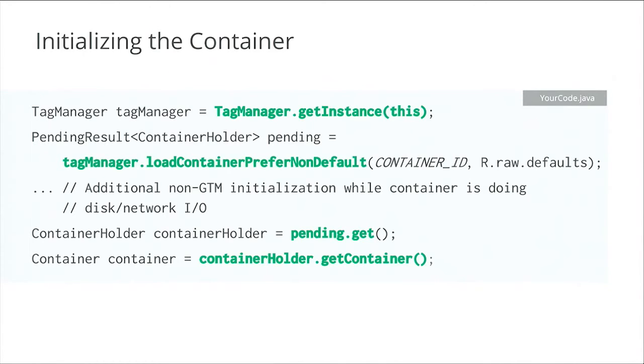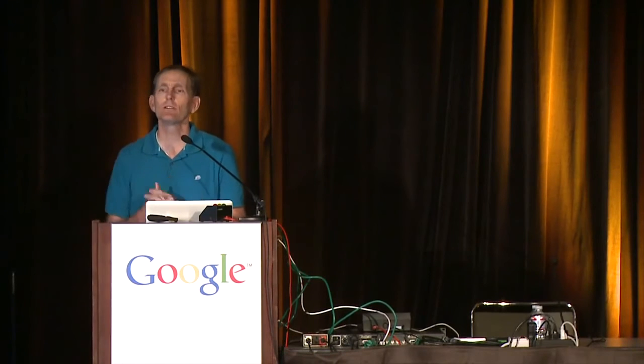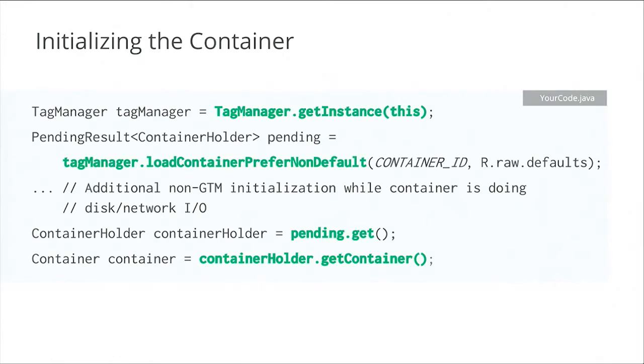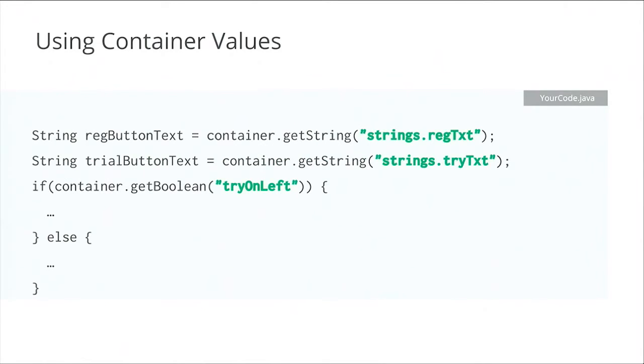This provides a container holder. The container holder is notified every time a new container gets downloaded from the network. And then in your code, you call getContainer, and that'll return the latest version of the container. Once you have a container, you can then call getString, getBoolean, getInteger, getLong to get values given a key string. And then, of course, you go to work and actually utilize that value.